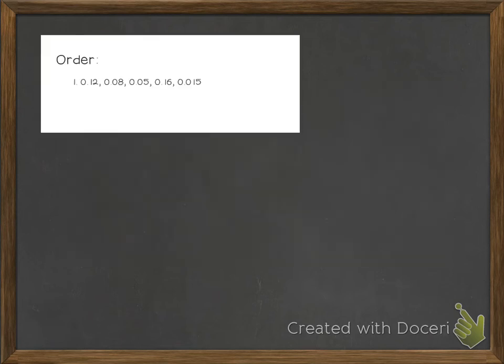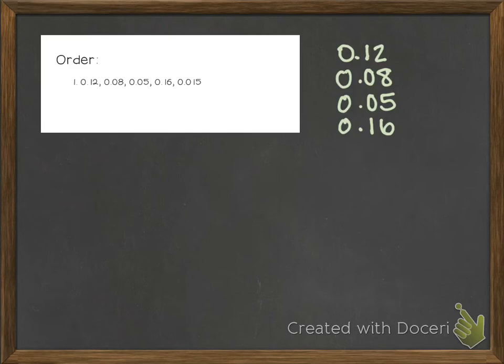Moving on, here I have 5 numbers and we want to make sure that we do step 1, which is to line up the decimals. So I'm going to write them over here, 0.12, 0.08, 0.05, and 0.16, and the last one is 0.015. So now I'm going to circle the greatest number, which is the number on the left. Those happen to all be 0, so that doesn't help us. So we're going to move to the next number.